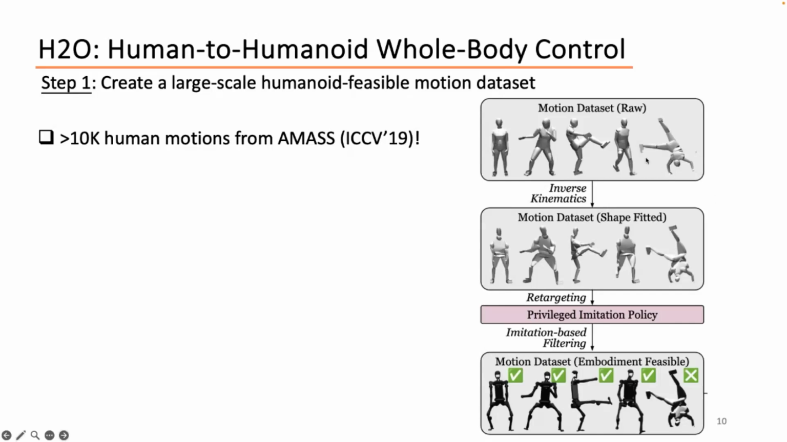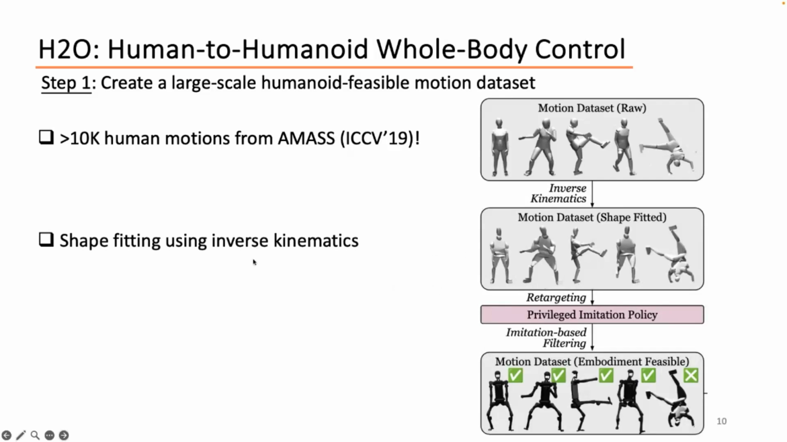Because even though humanoid looks like human, it's still very different in terms of physical capability, in terms of physics parameters. So we need to do something called retargeting. So we need to translate these human motions to humanoid motions. To do retargeting, we first did something called kinematic retargeting.